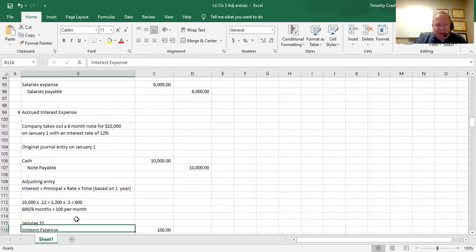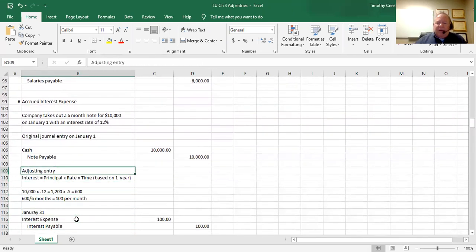So your adjusting entry here would be that you need to recognize the interest expense that is occurring every single month that you've got this money, because you are using that money in your business to earn revenue. And again, it goes back to the accrual basis of accounting.